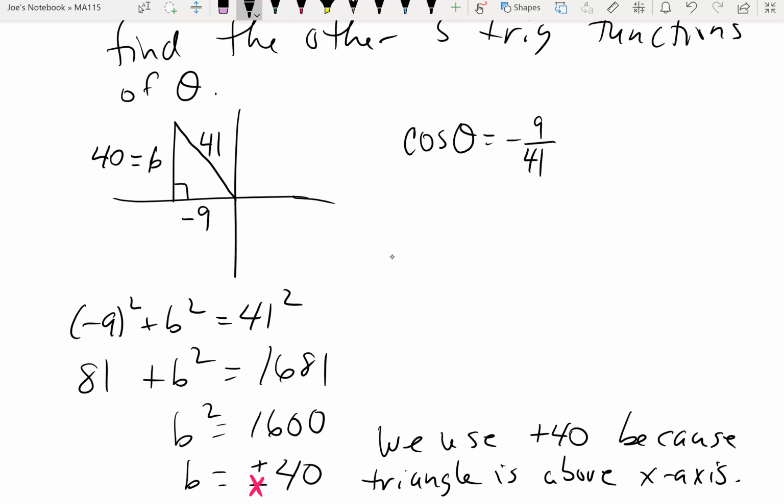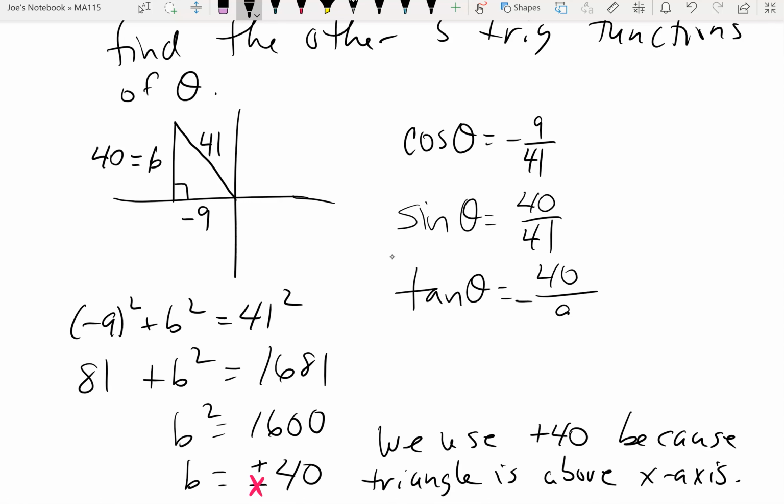All right. So now we should be able to get the rest of them. We already have cosine. Given the triangle now, what's the sine? 40 over 41, right? It's opposite, the 40 over the 41. Okay. Tangent. Yeah, the 40 over the -9. And then we should be able to do the other ones just by reciprocal. Cosecant is 41 over 40, and cotangent is -9 over 40. Good.